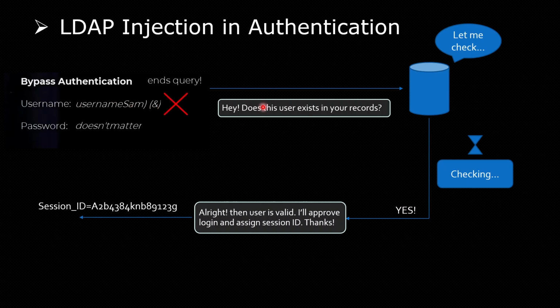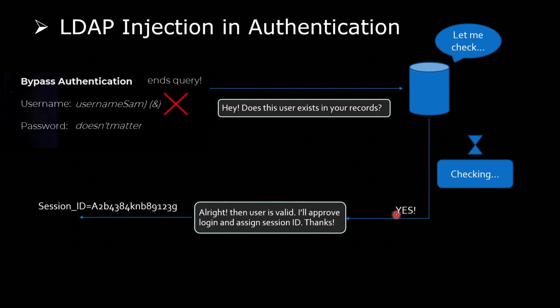Now the web application server, the website server, will take this query and go to the LDAP server, and ask the LDAP server, hey LDAP server, do you have this user in your record? The LDAP server will say, let me check, I need to find a user or record with this username. Okay, it has that because this is a valid username. Then the server will say that yes, I have this record.